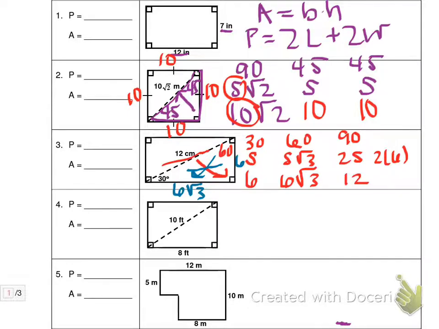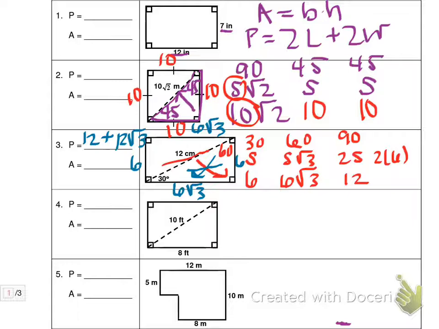Alright, so now we can do our perimeter. So if that side is 6, this side is also 6. The bottom is 6 square roots of 3. Then the top is also 6 square roots of 3. So remember, when we are doing the perimeter, we're just adding all the sides together. Since we have square roots with this, we can add just the ones that are our integers, our numbers. So 6 plus 6 is 12. And then we're going to add the ones with the square roots. So 6 square roots of 3 plus another 6 square roots of 3 will give us 12 square roots of 3. So that's the answer for our perimeter.